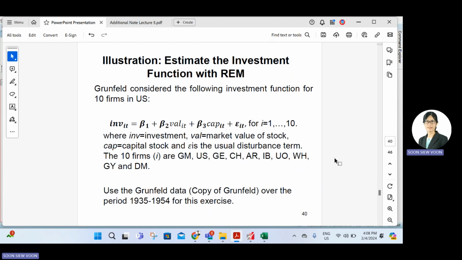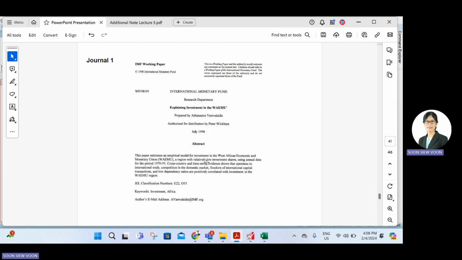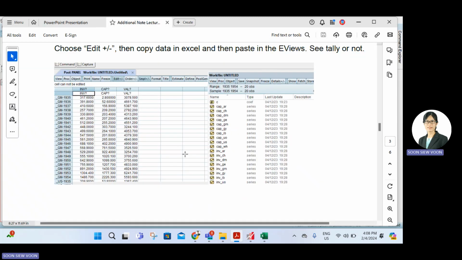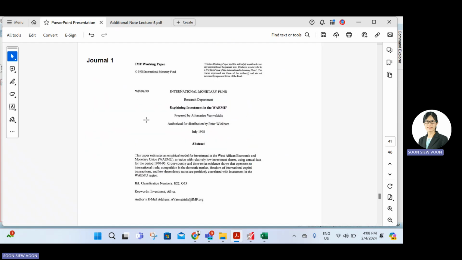Okay. So again, these are the same models we're going to discuss. For illustration, we will discuss how to estimate the investment function with the fixed effect as well as with the random effect. The steps we're going to discuss after semester break. By the way, you can go through the steps here. Today we just talk on the theory side. If you want a deeper understanding of the random effect, fixed effect and pooled OLS, you can go through the journal articles I uploaded in Spectrum.